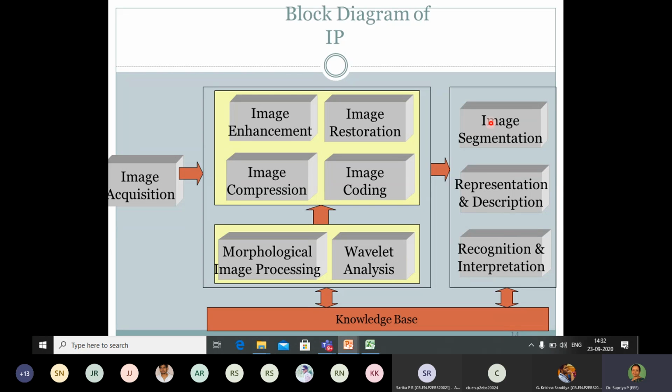Image segmentation is one such concept. There is also the representation and description of the image, which tells us how we could represent an image, and the recognition and interpretation. As I mentioned, if a crow is sitting on a tree, we would like to recognize the crow and interpret that it is sitting at a height of, say, 6 meters from the ground. That particular interpretation requires a lot of analysis, and this is not possible without various concepts of image processing.